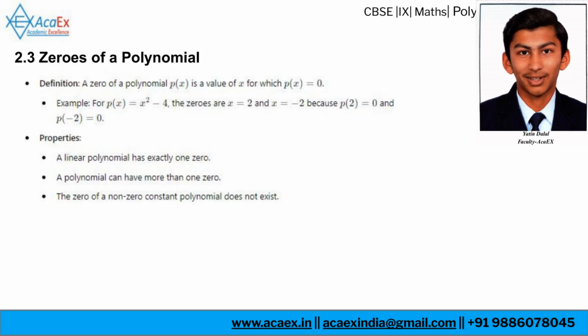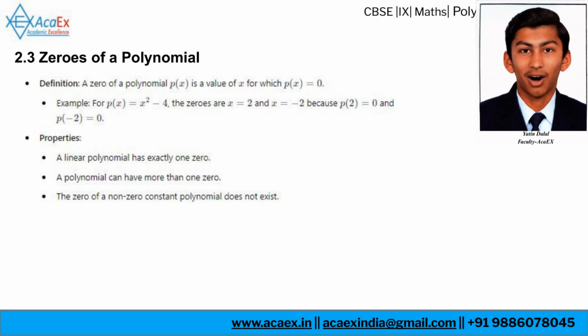Zeros of a polynomial. Definition. A zero of a polynomial p(x) is a value of x for which p(x) equals 0. Example. For p(x) equals x squared minus 4, the zeros are x equals 2 and x equals negative 2 because p(2) equals 0 and p(-2) equals 0.